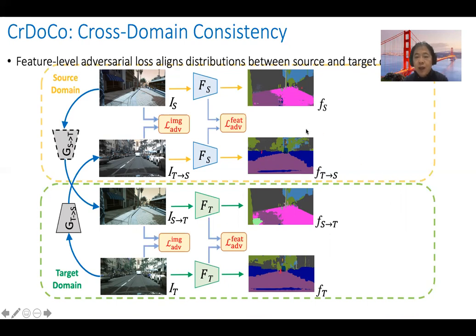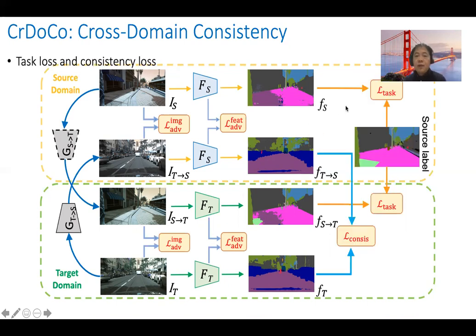For the task at hand, which is semantic segmentation or scene parsing, we want to make sure that no matter whether they are from the source or the target, for the source image we have a task loss, and for a translated image we also have a task loss. We want to make sure they are consistent, and in addition we also have a cross consistency loss here. Basically, we want to make sure that once an image is translated from the target domain and applied to the task, the loss will be consistent with the original target image.